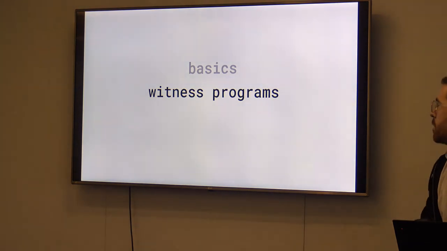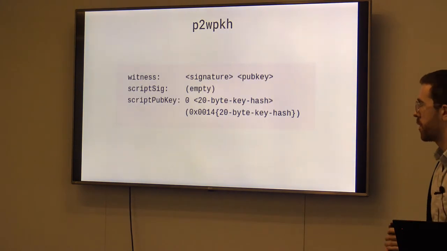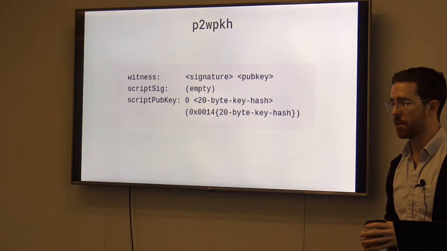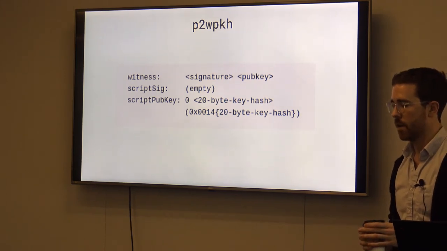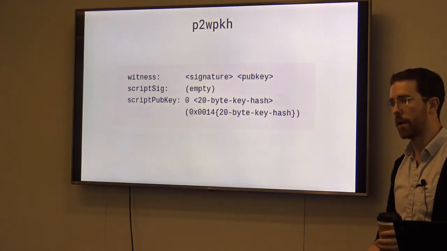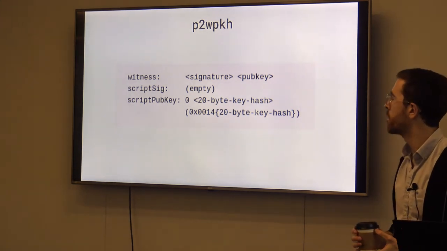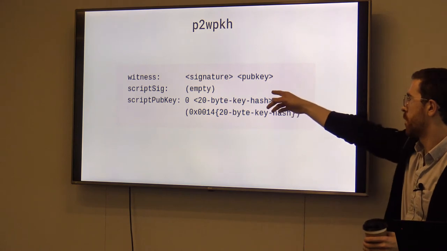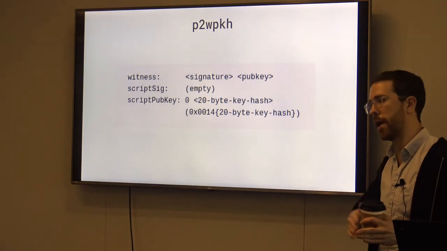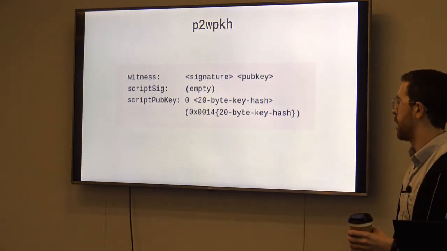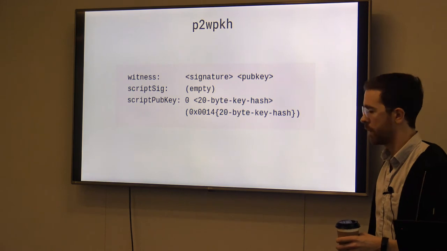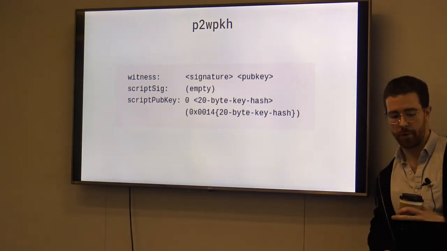Okay, so let's talk about witness programs. There are a few different templates, I guess you could say, that we have with SegWit. Well, we have the pay to witness public key hash, which is kind of a special case for the common case of spending to a public key. As you can see here, the witness just consists of the signature and a pubkey. The script sig is, of course, empty because this is SegWit now, and so we don't have anything in the script sig. And the script pubkey is just an OP_0, and then the 20-byte hash of the public key. So that's pretty straightforward.